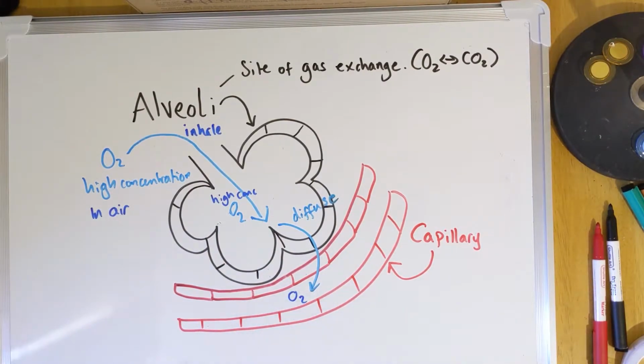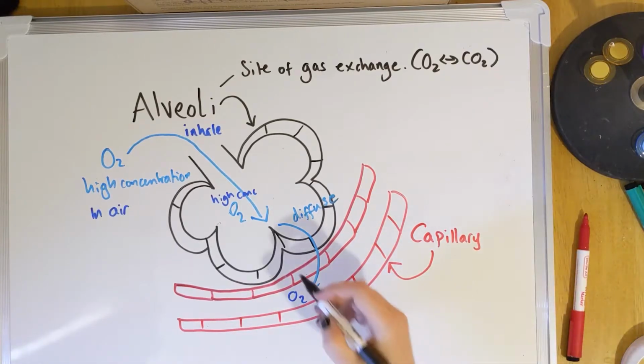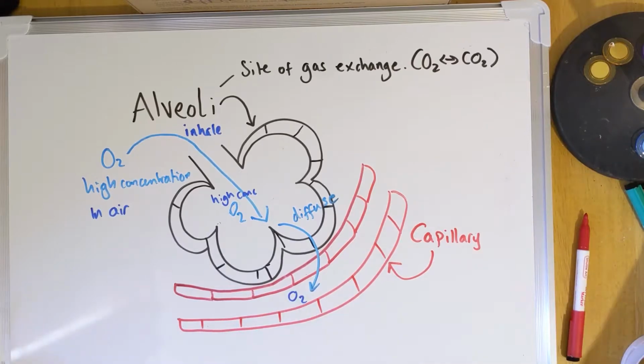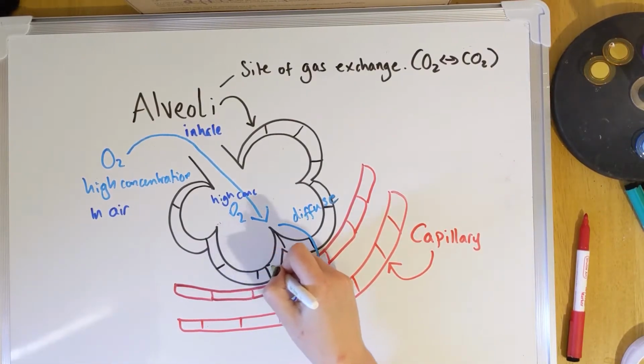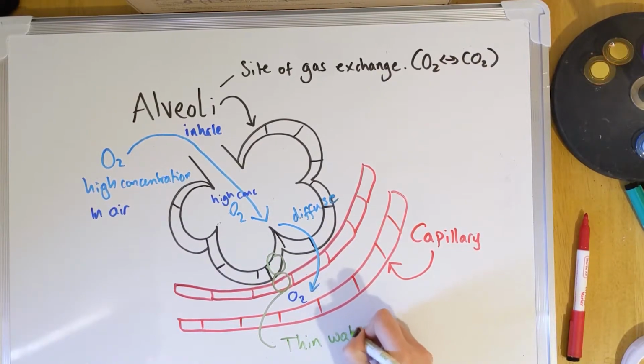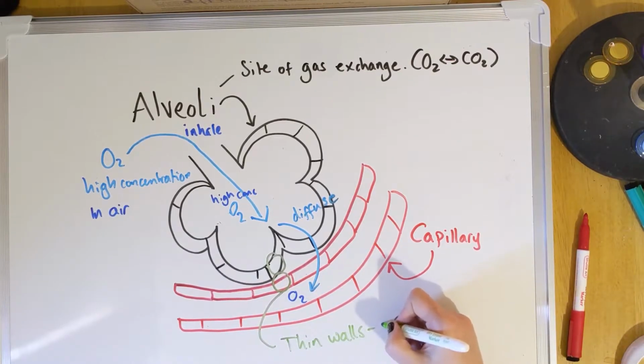Now, in terms of adaptations, you have very, very thin walls here and here. So I'll do it in a different colour. So you've got thin walls. That makes diffusion happen much more rapidly and easily.